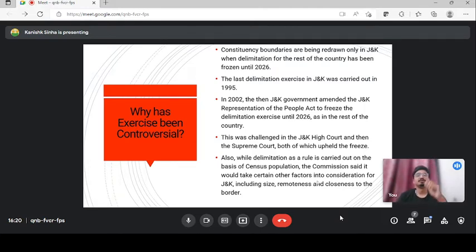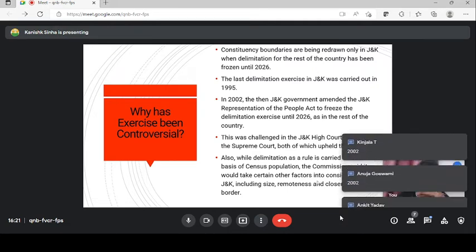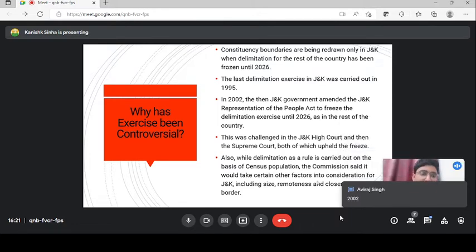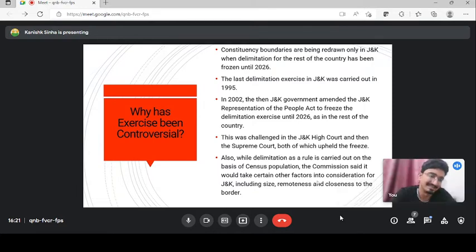Okay, so the last delimitation exercise in Jammu Kashmir was carried out in 1995, and in India, when was the last delimitation exercise done, guys? Good, very good. So the last delimitation exercise in Jammu Kashmir was carried out in 1995, and then in 2002 it was frozen up to 2026, which was challenged in the Jammu Kashmir High Court and then the Supreme Court, which upheld it. Still, by the power of the president, Article 370 was scrapped.